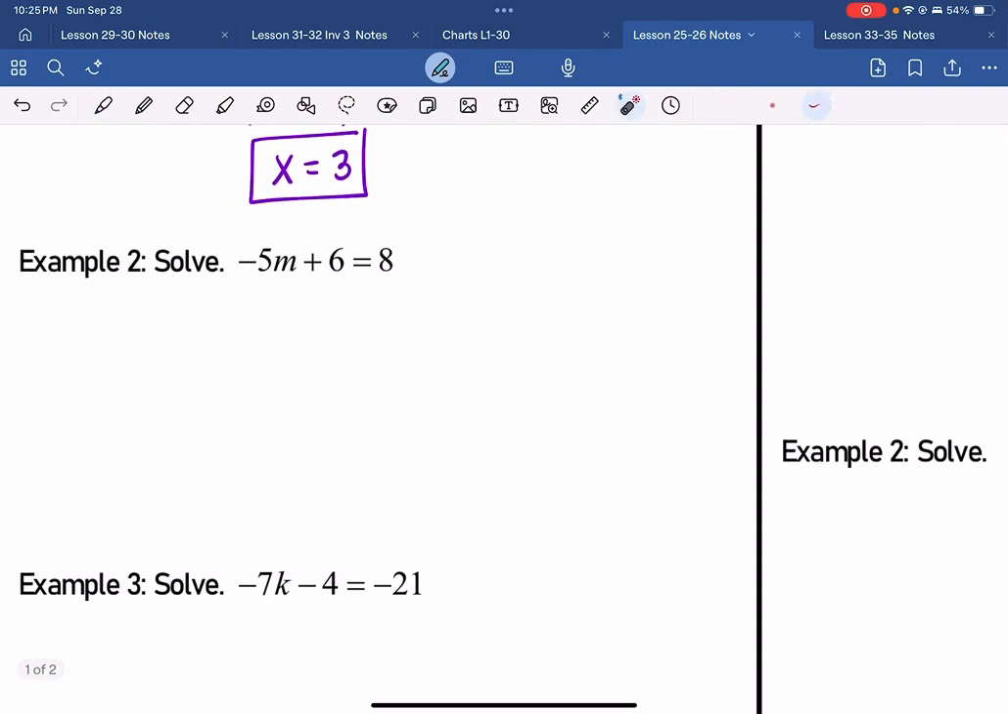Okay, do you want to give this one a try since it looks so similar to the one above? Pause the video and give it a shot and then come back and see how you do.